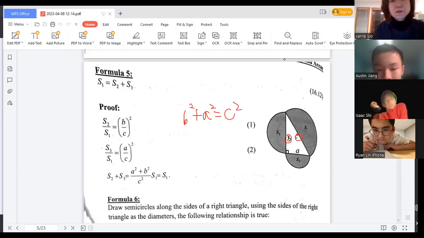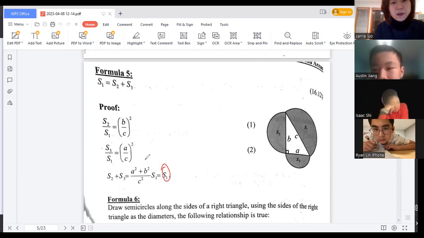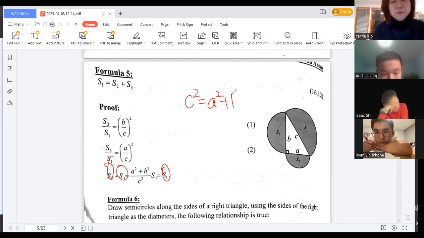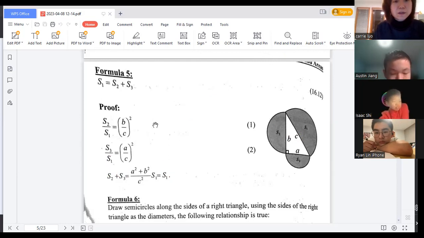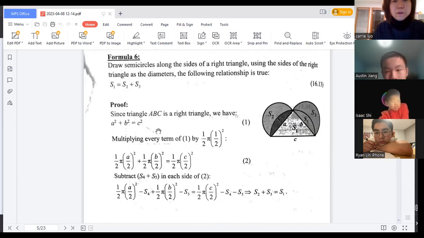This one you can directly use, and this part is very easy to prove because you know what s1, s2, and s3 are, replace them with a, b, and c, and you get a squared plus b squared equals c squared. So it's very easy to prove, but we don't have to, everybody can directly use the formula. So last one: draw the semicircles along the sides of the right triangle, using the sides of the right triangle as the diameters.